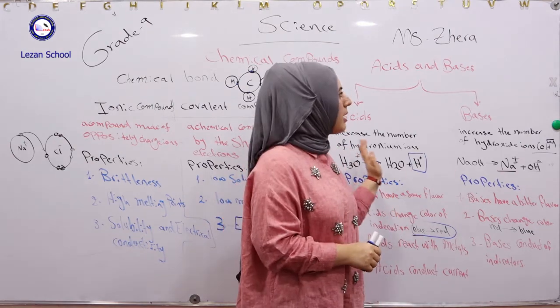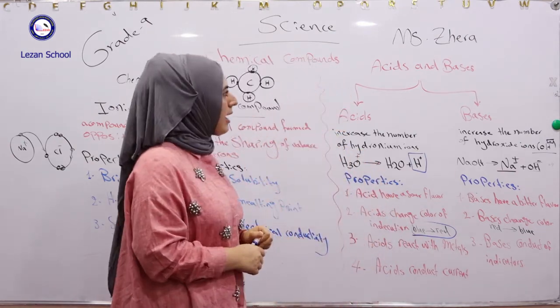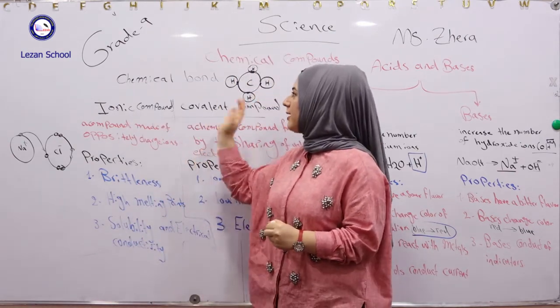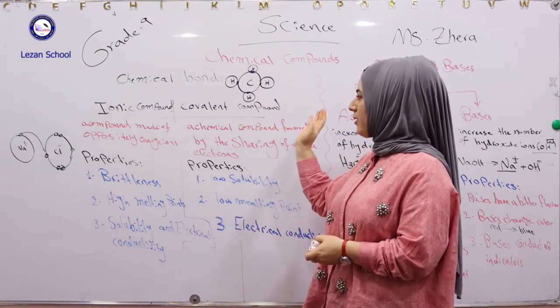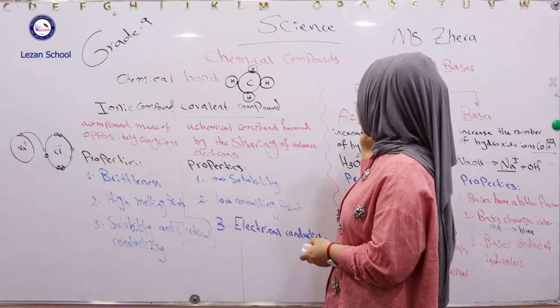So this is the chapter on chemical compounds, and this is the section on chemical bonds, ionic compounds, covalent compounds, and this slide on acid and base.